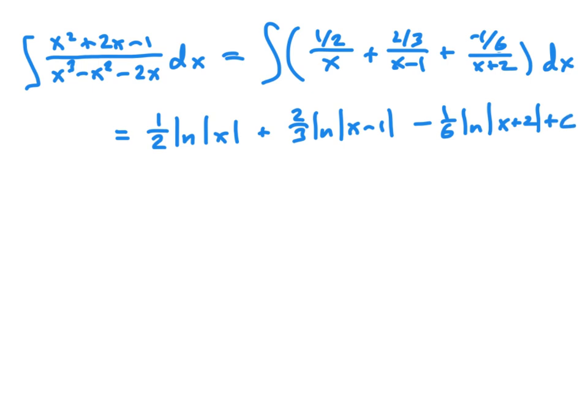Note that the absolute values are important here in all three cases because depending on the value of x, the expressions x, x minus 1, and x plus 2 could certainly be 0 or negative, and when we use the natural log function, we can only evaluate positive values with that. And so we need to ensure those expressions are positive before we take the natural log.